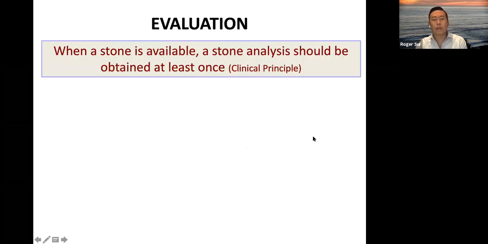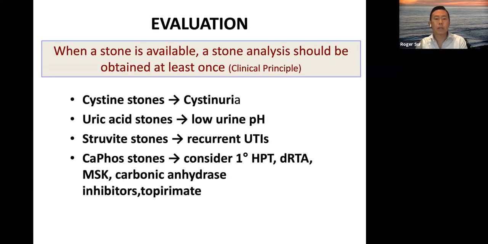If available, like I said, the stone should be analyzed. The best test would be either x-ray crystallography or FTIR, infrared. Get the terminology right, it's FTIR analysis. Wet analysis can be very unreliable, unfortunately, though that's the most common form of analysis.